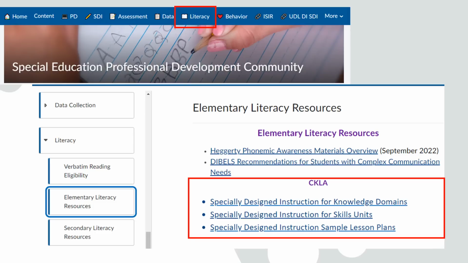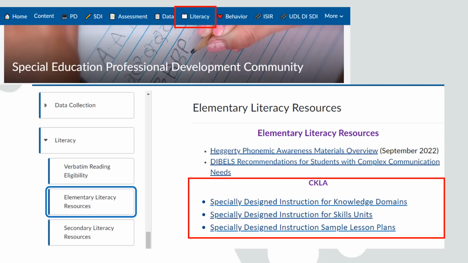On the Special Education Professional Development Community page, located on Brightspace, we have posted 3 specific literacy resources for special education teachers related to CKLA. Located under the Literacy tab in the Elementary Literacy Resources section, there are strategies for specially designed instruction which could be used during CKLA knowledge and skills lessons. We have also included examples of SDI within knowledge and skills lessons at each grade level.